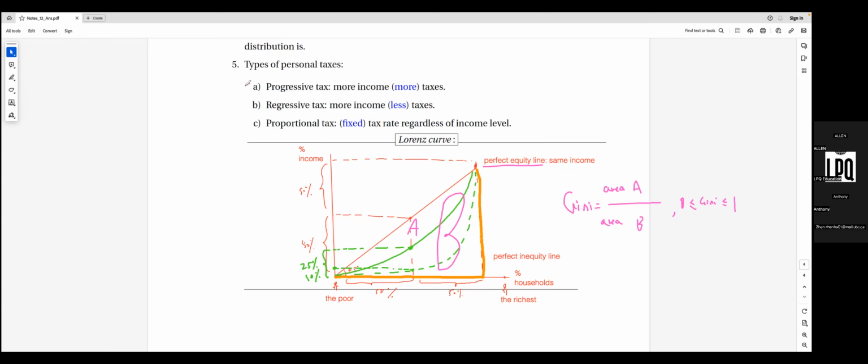So finally, number 5. What we want to do as a government is reduce, narrow down the income gap a little bit. To narrow down the income gap, we can use a progressive tax system: more income, more tax.